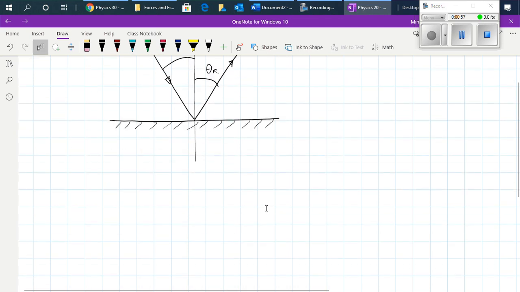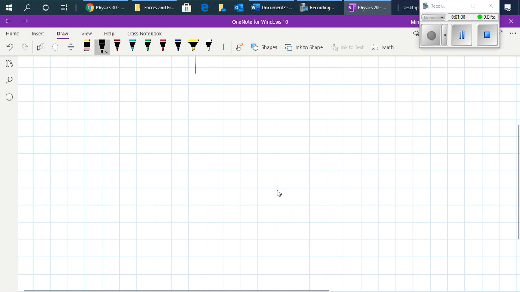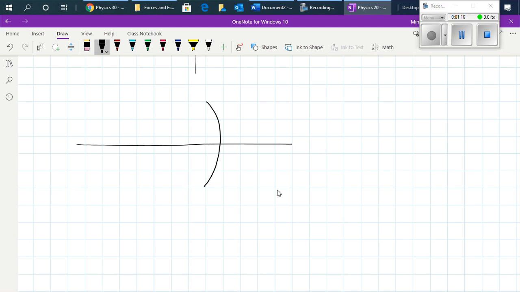But what we have to keep in mind is that the normal is actually the center of the curve. So if we have a converging mirror that looks like this, and we have a principal axis that goes straight through the middle of it, this is known as the principal axis. We have a point here, which is the center of the curve. And the midpoint of it is the focal point. So the distance from the center to the focal point and the distance from the focal point to the mirror are the same, half of the radius of curvature.